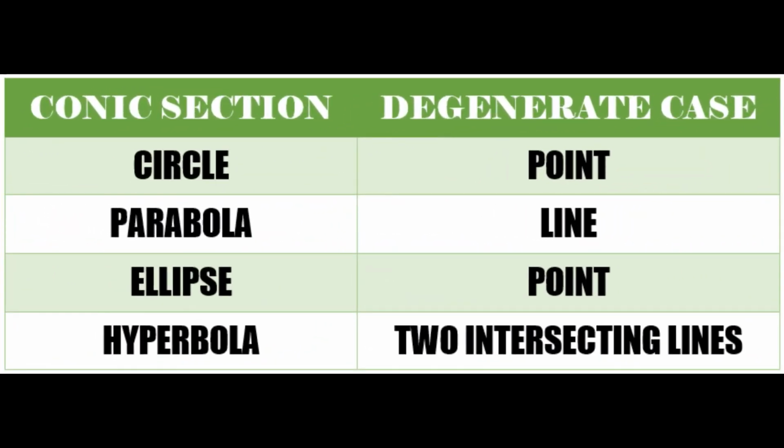Degenerate conics are special in the sense that they do not conform to the normal characteristics of the original conic section. Here's a summary of all four conic sections and their degenerate cases.